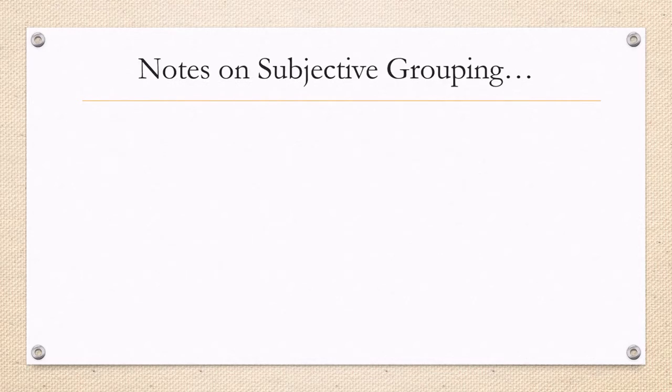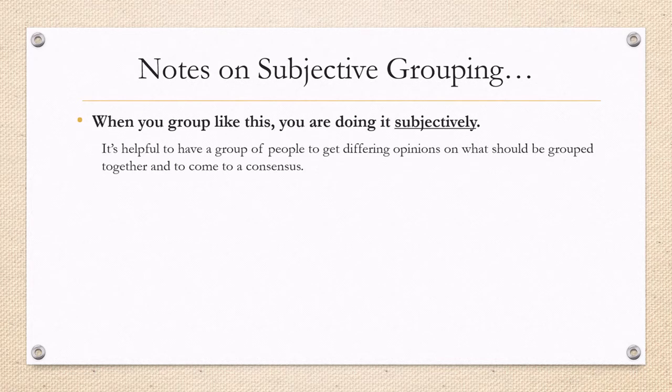So I have some notes on subjective grouping. When you group like this, you're doing it subjectively. You're deciding, just based on your own opinion, what things group together, what things seem similar. And people might have different opinions. So it's helpful to have a group of people to get different opinions on what would be grouped together, and then come to a consensus on that.